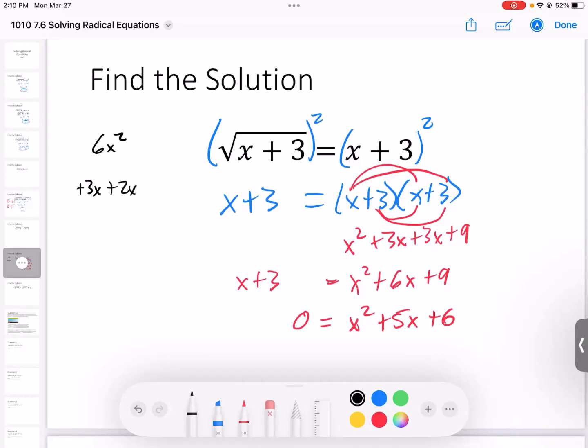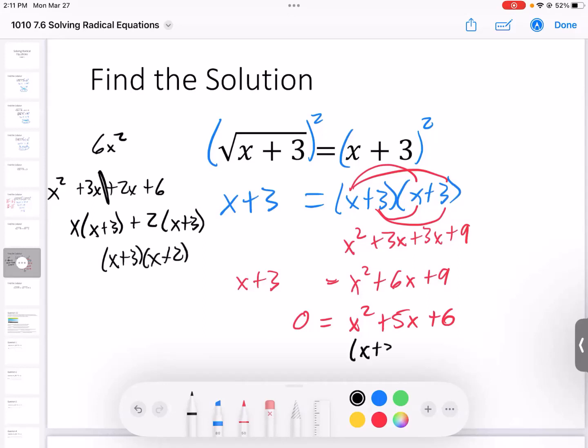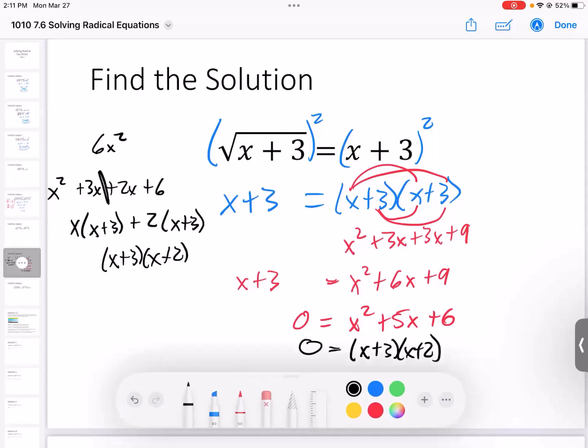And so I write that out with my x squared and 6 term, split that into two groups. The first group has an x in common, so I get x plus 3. The second group has a 2 in common, which also gives x plus 3. When I factor out the x plus 3, I get an x plus 2 left over. And so this is going to be x plus 3 times x plus 2 equals 0.